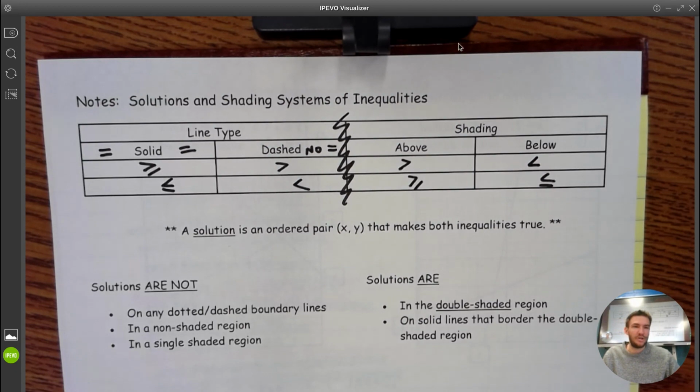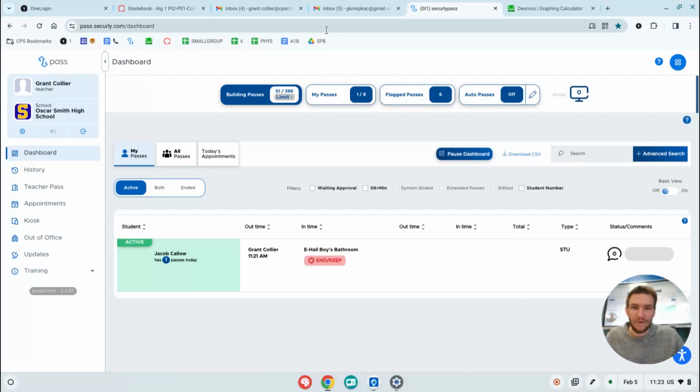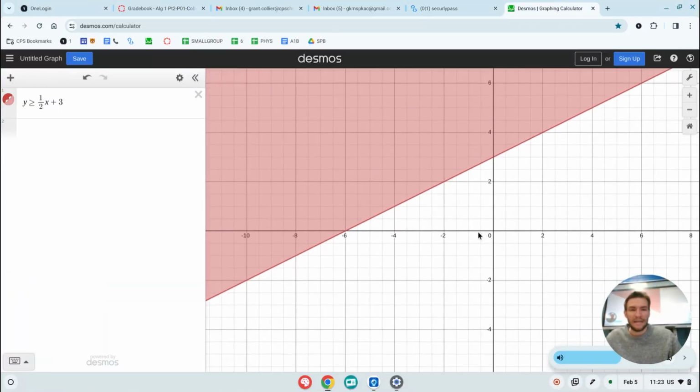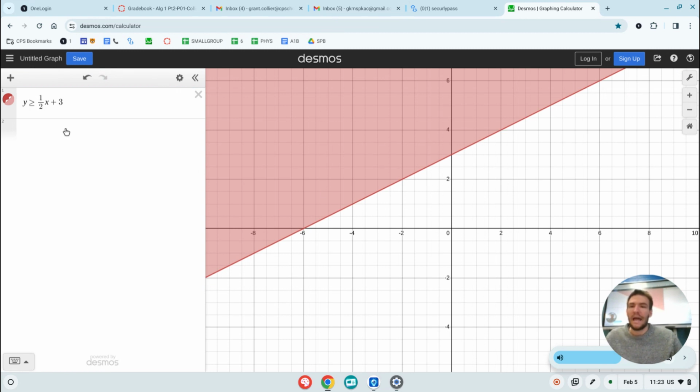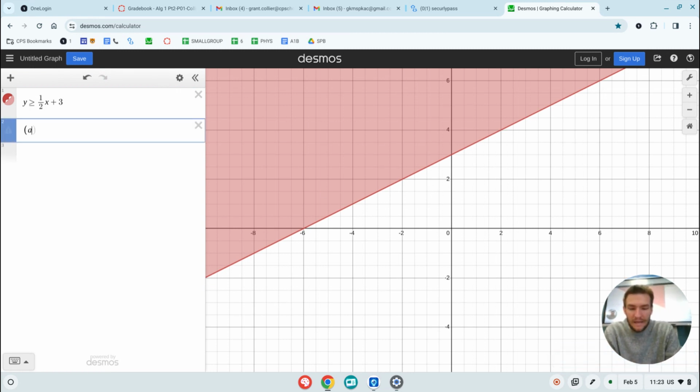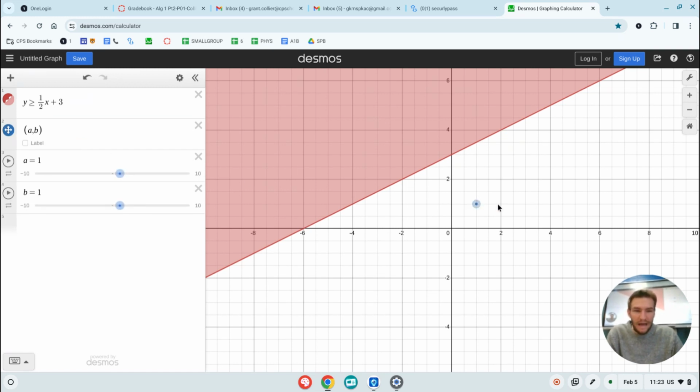Now I want to show you kind of what we're up to. I want to kind of revisit something. We're going back. Here we are. We're on Desmos, and let's go ahead and make little a comma b type action. Let's add some sliders. So here we go. We have this nice dot. And with this dot, and luckily I'm on Desmos, I can kind of move it around. Okay. We're going to talk about whether you're a solution or not.